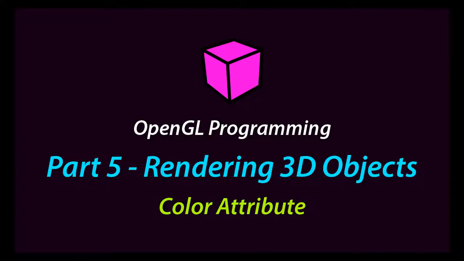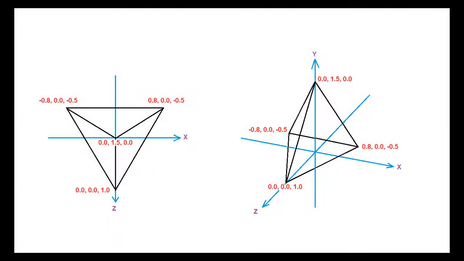Hello everyone, hope you all are doing fine, and today I will show you how to render a 3D object with colors. I'm going to render this object and it has four sides and all sides are triangles. As you can see, I have marked all the coordinates of vertices and let's start coding.